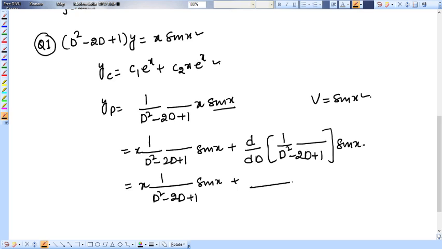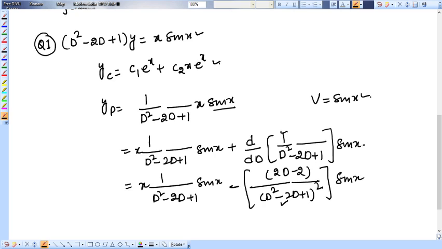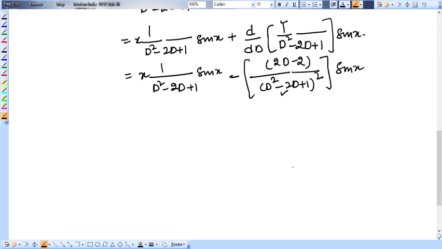So writing it as it is, 1 over D square minus 2D plus 1 sin x, and now differentiate this operator. We know the quotient rule: squaring the denominator, then denominator as it is into differentiation of numerator, which is 1, so 0. Now minus 1 as it is into differentiation of denominator, which is 2D minus 2. So this is the derivative of the above operator, right?